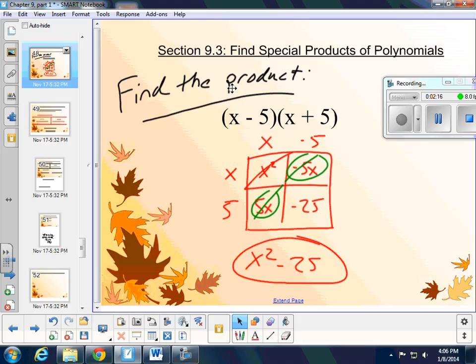Many times when we multiply a couple binomials together, we usually get a trinomial. Well, in this case, though, I just get two terms. X squared minus 25. I get a binomial for my answer. I'm showing you this problem because in the first part of this section, we talked about a particular pattern that always happens when I'm multiplying binomials squared together.